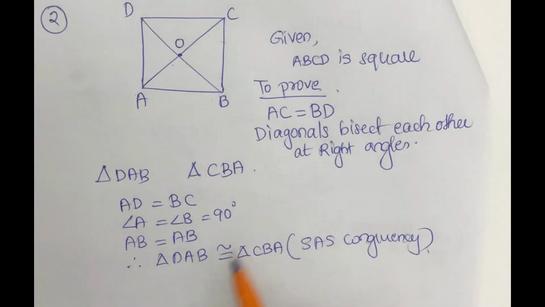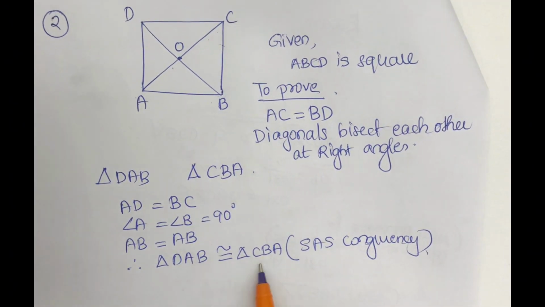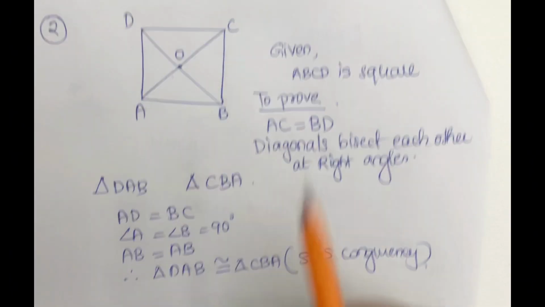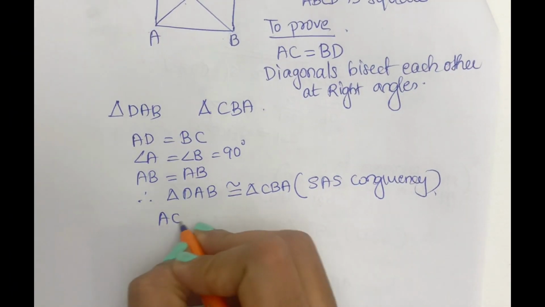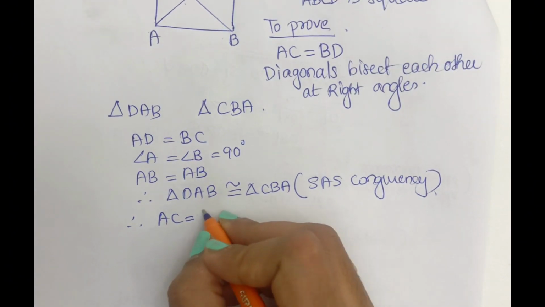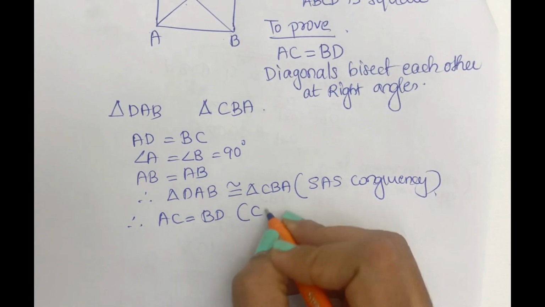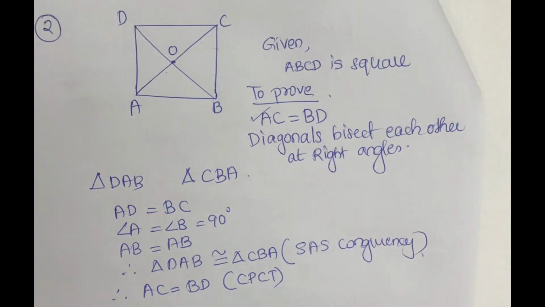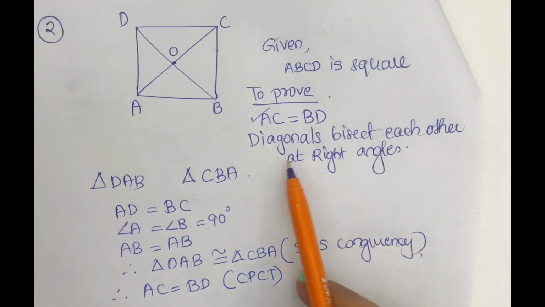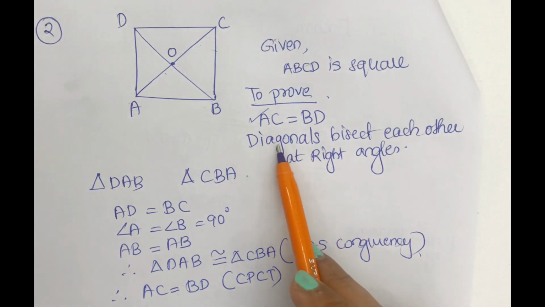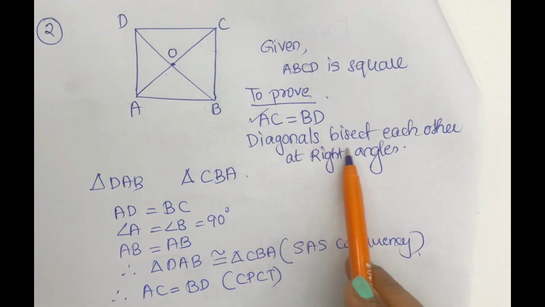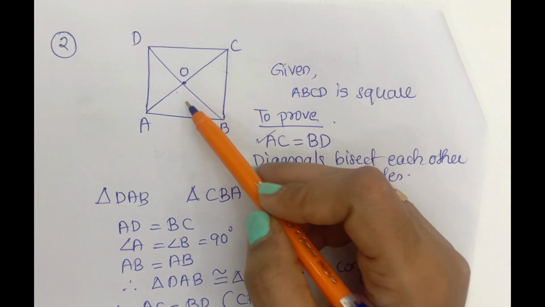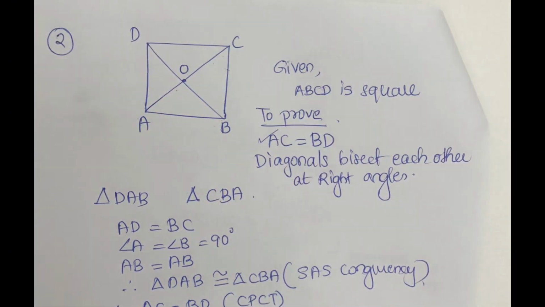So, these two triangles are congruent. Therefore, AC is equal to BD by CPCT. Now we have proved the first one. Now we have to prove the diagonals bisect each other at right angles. So first we will prove that the diagonals bisect each other, that is, OA will be equal to OC and OB equal to OD.